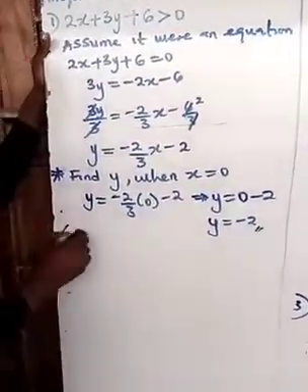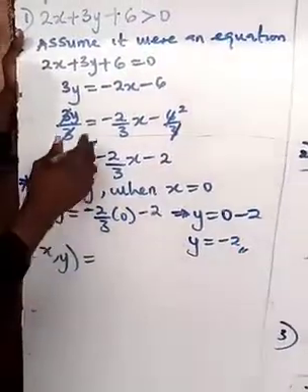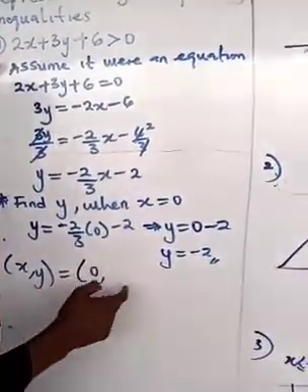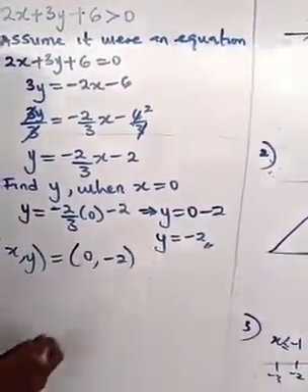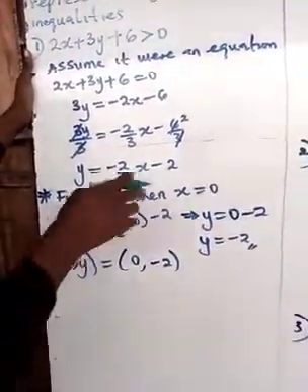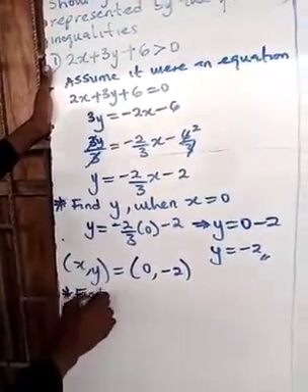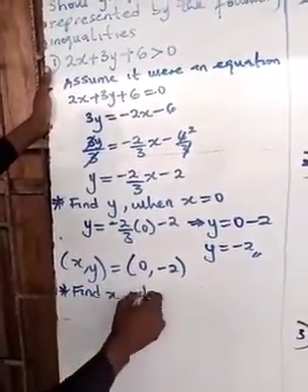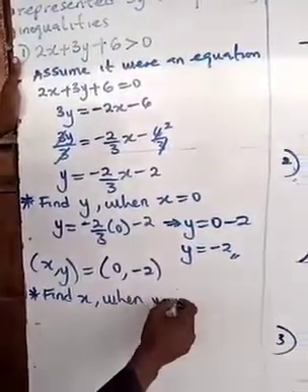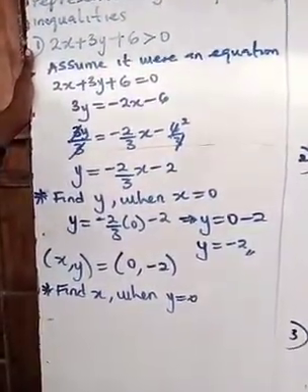So let's represent this. When x is 0, y is -2. So this is the first case. We look for y when x is 0. Then you look for x now. Find x when y is equal to 0.